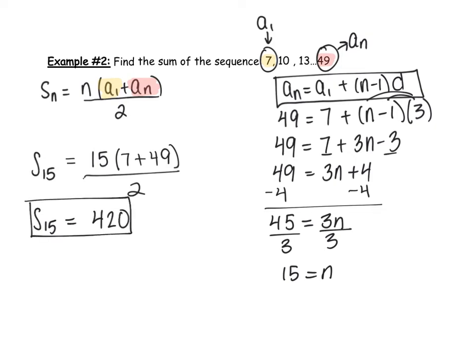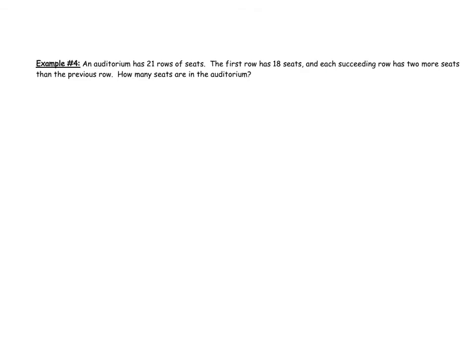All right, let's try another example. Okay, so this is example number 3. So it says, an auditorium has 21 rows of seats. The first row has 18 seats, and each succeeding row has 2 more seats than the previous row. How many seats are in the auditorium?